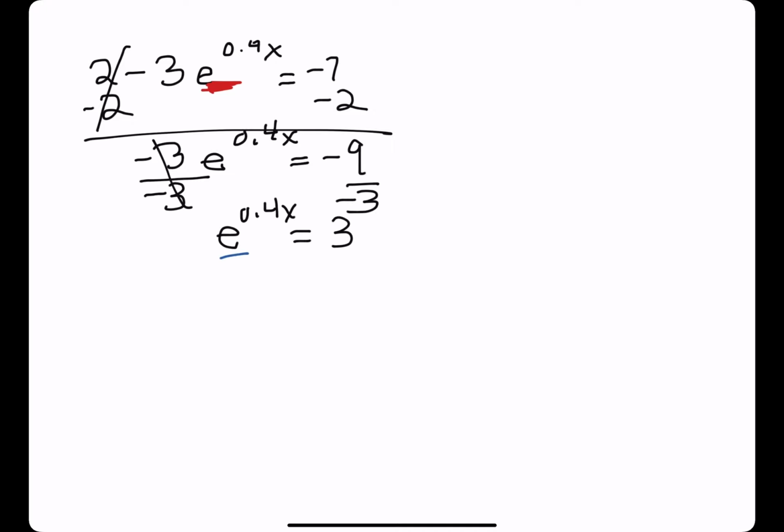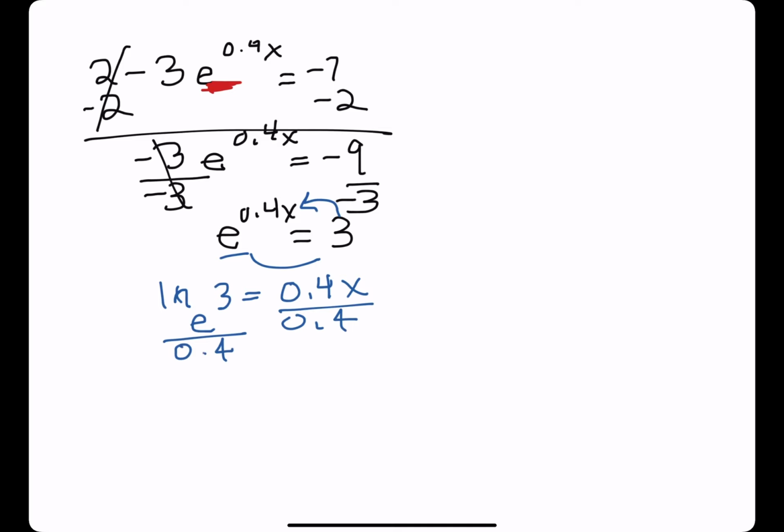And now that I have my base by itself, I'm going to put this into a natural log. I'm going to put my base down low. I'm going to loop and swirl. So 3 would be next, and 0.4x would be right there. The last thing that I do is I divide by 0.4. Now when you're a natural log, this e here is understood. We don't really need to write it. My final answer is natural log of 3 divided by 0.4.